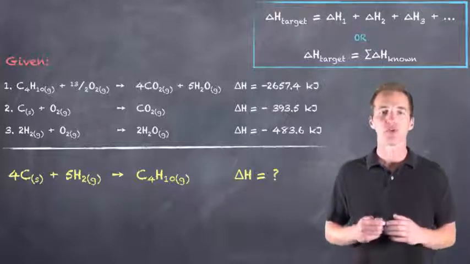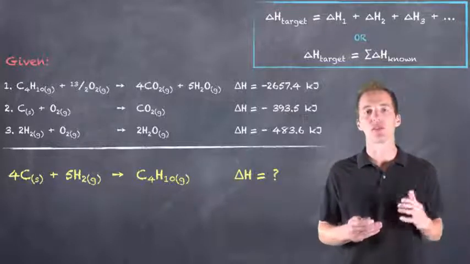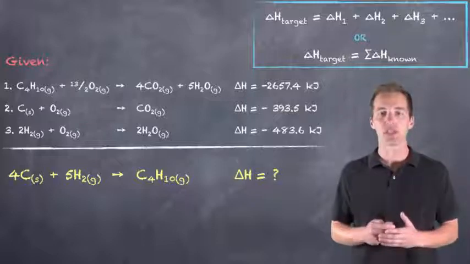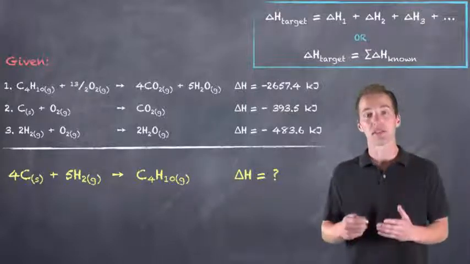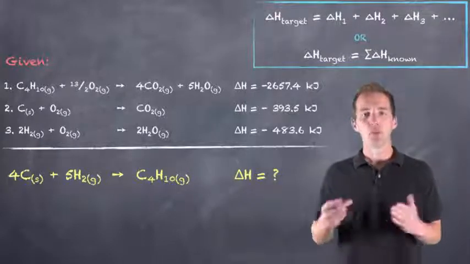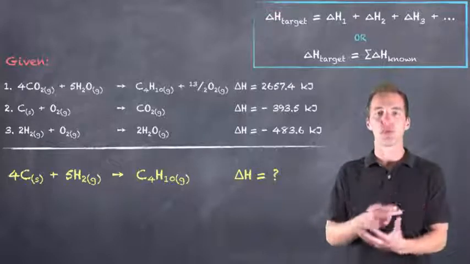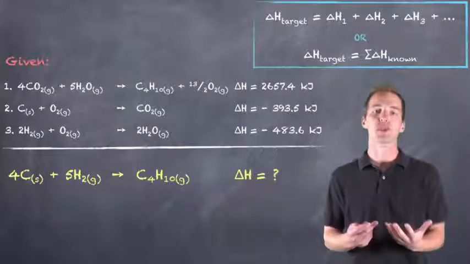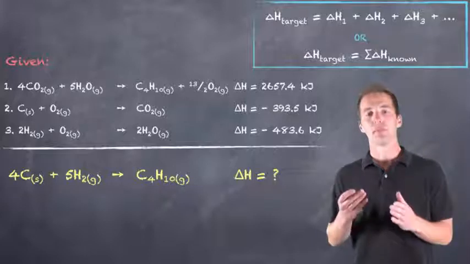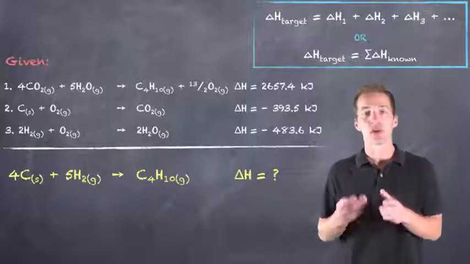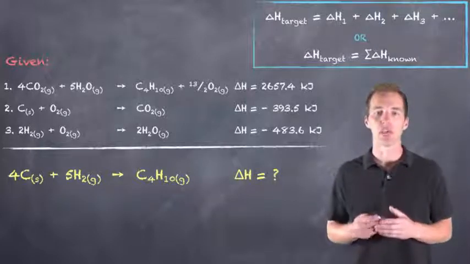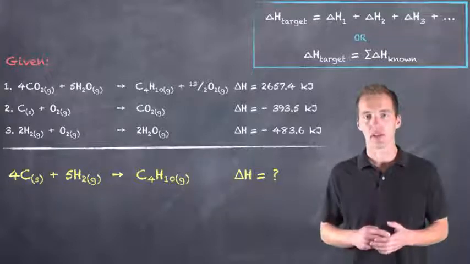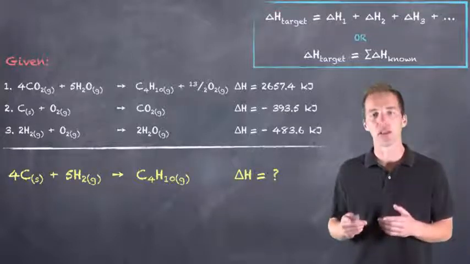So let's take a look at the first one and notice that butane is on the reactant side of our given equation. And on the target side, it's on the product side. So we're going to do a reaction flip. We are going to flip this first reaction so that our butane now is on the correct side for our target equation. That is, it's on the product side. Notice what happened to the change in enthalpy.